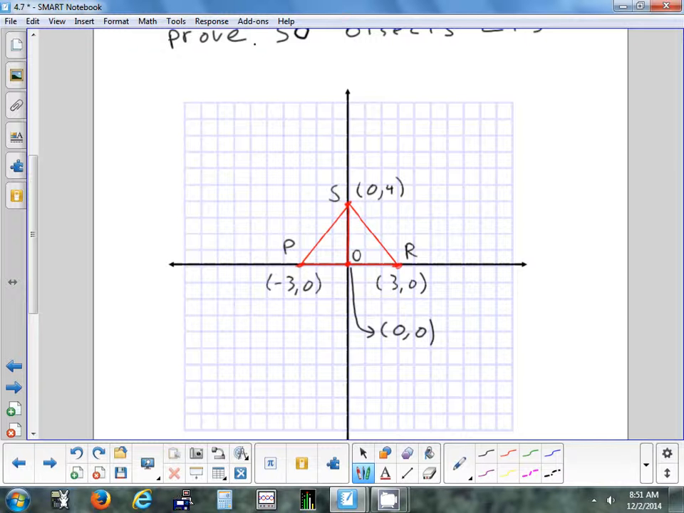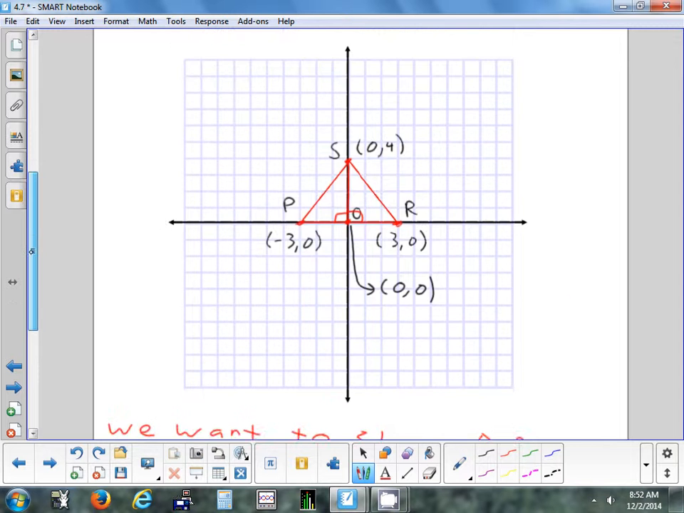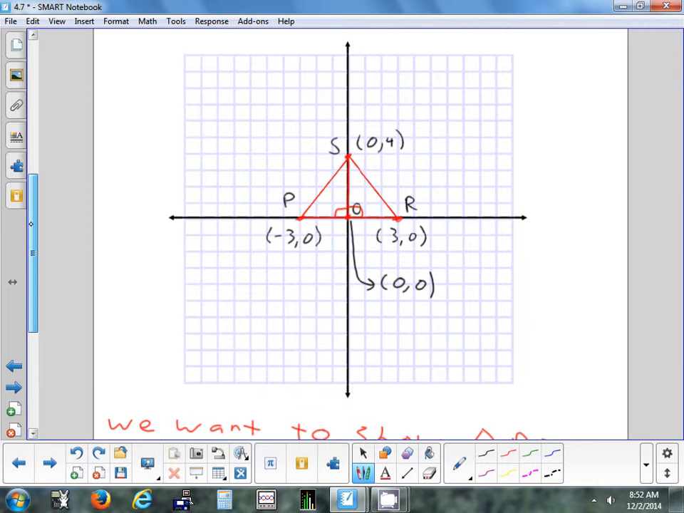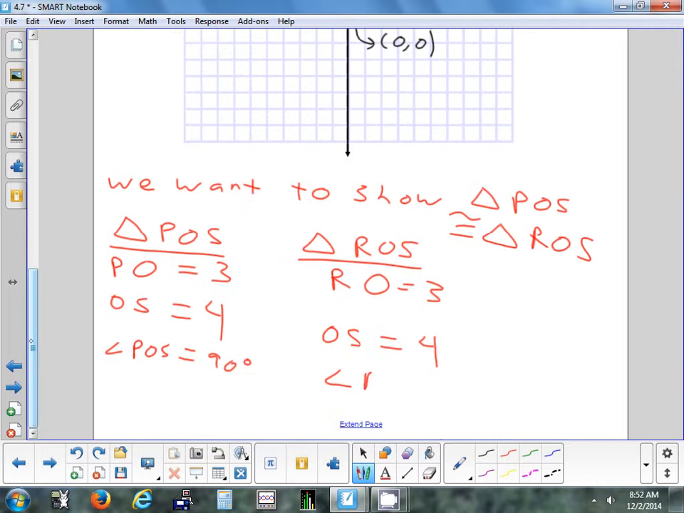Yeah, that's undefined. And I know it's a vertical line because the x values are the same between points O and S. The y values are different, so that gives me a vertical line. Anytime you have a horizontal and a vertical, that makes a perpendicular. So you have a 90 and a 90. So angle POS is 90, and angle ROS is also 90.